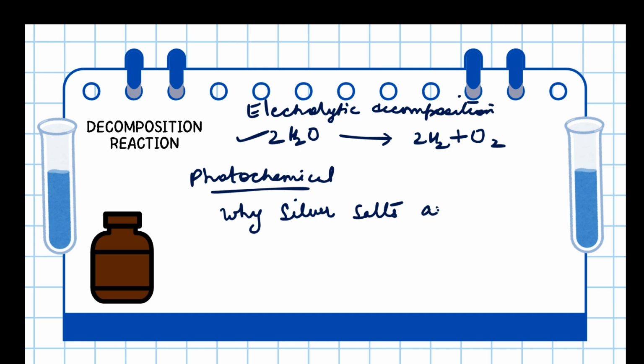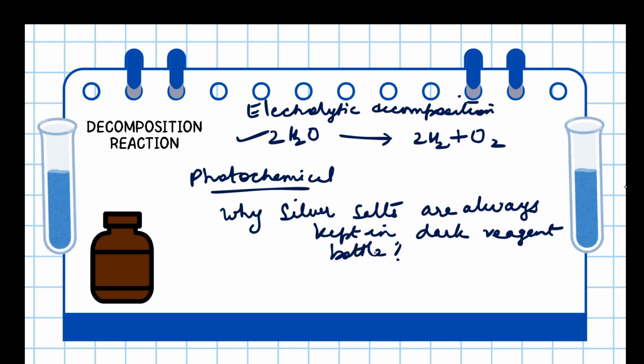Why silver salts are always kept in dark reagent bottles? Reason being, they decompose in the presence of sunlight. Okay, so this is a very important question which you will remember. Why silver salts are always kept in dark reagent bottles? Because they undergo photochemical decomposition, or they decompose in the presence of sunlight. That's why if you go and observe in the lab, few salts are always kept in dark reagent bottles. So that can be an important question that can be asked in the exam.